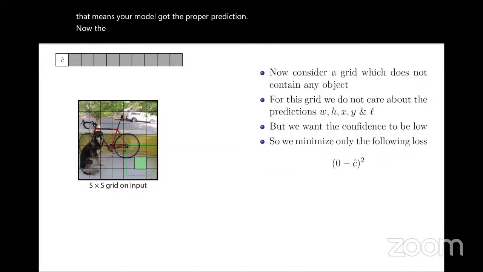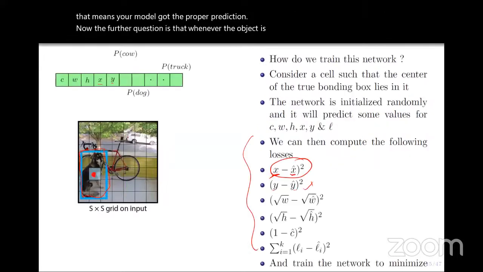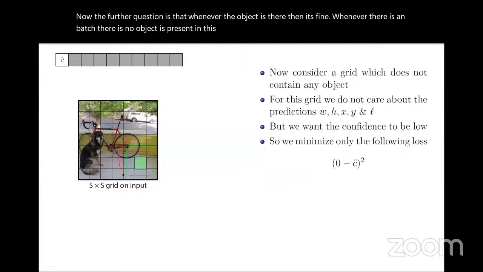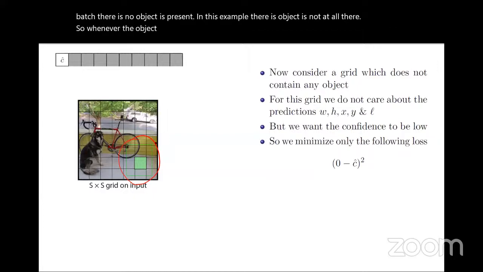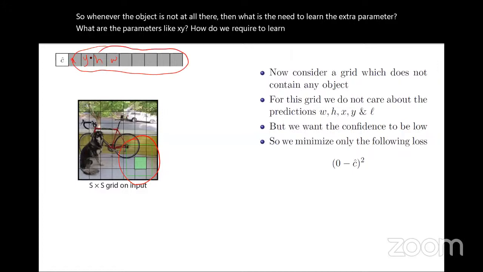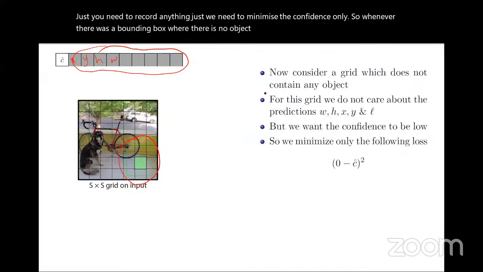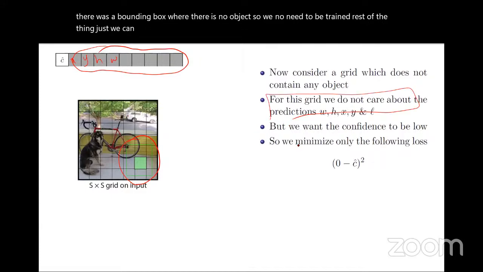Now the further question is: whenever the object is there, then it's fine. But whenever there is a patch where no object is present, in this example there is no object at all. So whenever the object is not there, what is the need to learn the extra parameters like X, Y, H, and W? Do we need to learn these? We need not record anything, we just need to minimize the confidence only. So whenever there is a bounding box where there is no object, we need not train the rest of the things, we just minimize the confidence only.